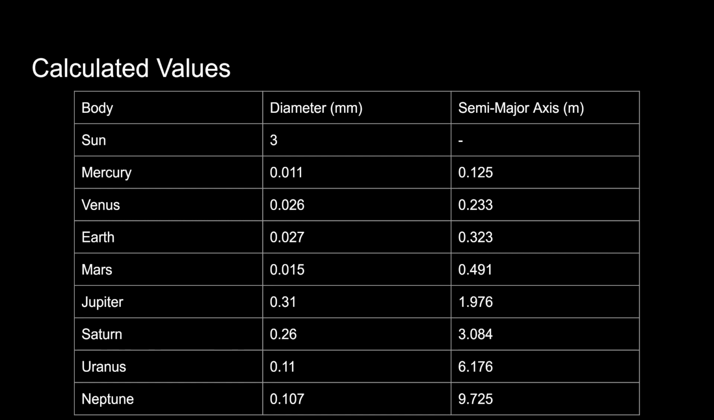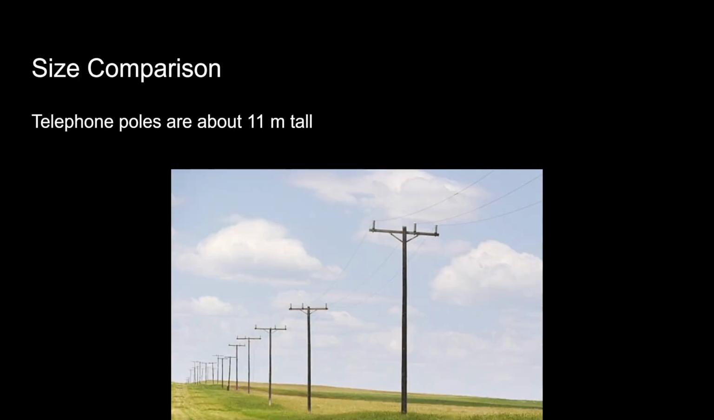So as you can see, the diameters for each of the bodies is the size of a grain of sand or smaller, but the semi-major axes go almost all the way up to 10 meters. For a size comparison for the semi-major axis, telephone poles are about 11 meters tall, so if you look outside and there's a telephone pole near you, this scale is going to be almost all the way up the telephone pole. Okay, now that we have all of the numbers we need, it's time to actually go and set it up. So let me go through the equipment we need, and then I'll show you everything for setting it all up.